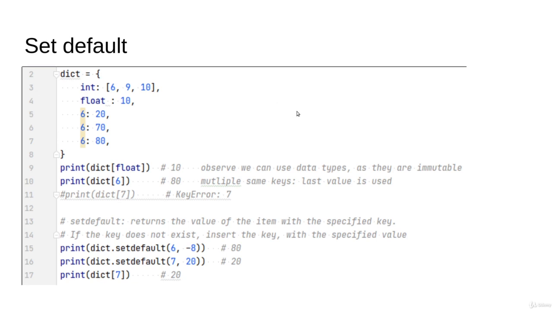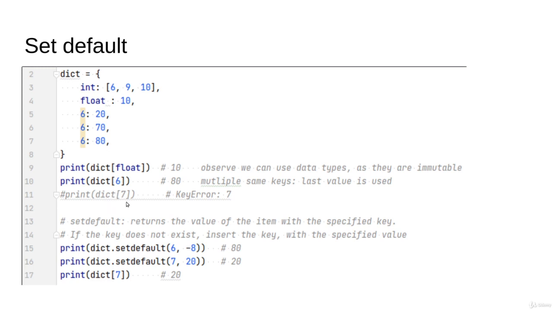The setdefault is a nice function. Let's say that we have here a dictionary, and I observe that I use the integer colon this variable, float colon this value. If you would like to use a data type as a key, this is okay also, because the data types themselves are immutable. Also observe I used the number 6 several times. This is meaningless because the dictionary would take something to map it to something, but anyway the last value will be used instead of anything before it. Dictionary of float will give you the value of 10. Dictionary of 6 will give you the last value here, which is 80.